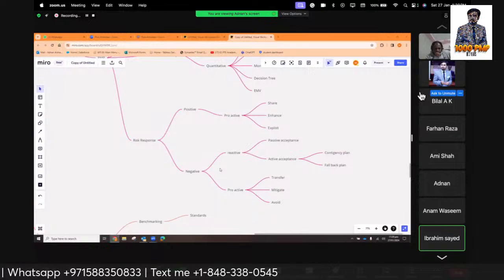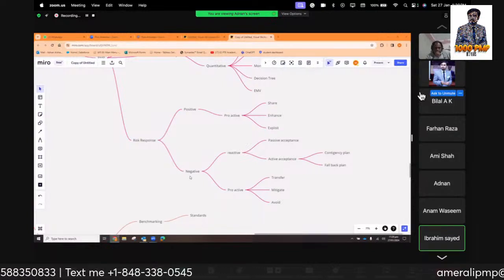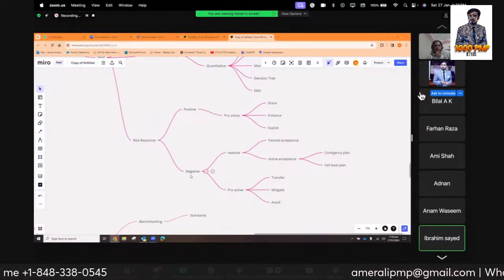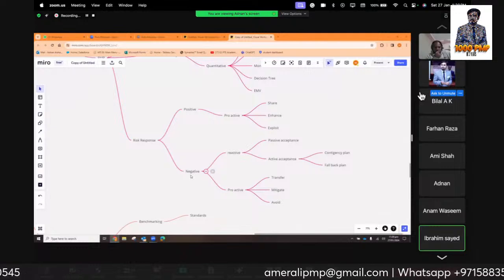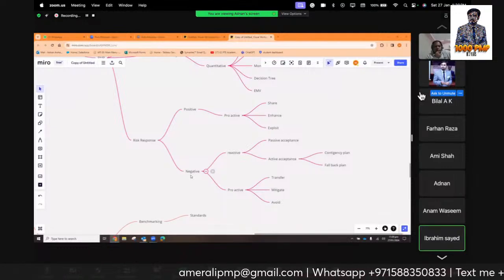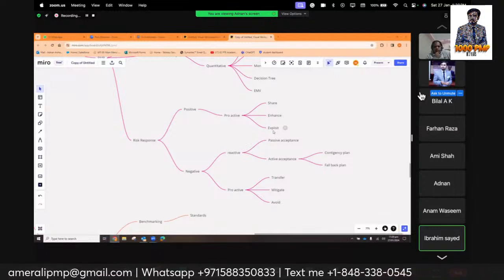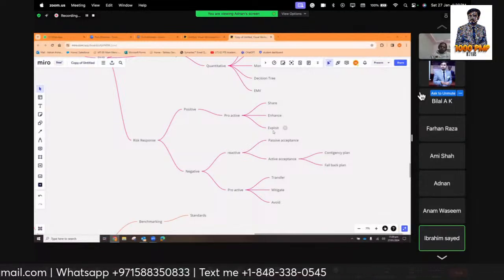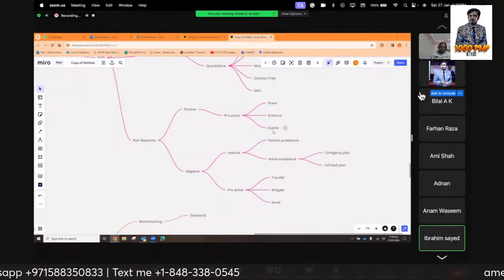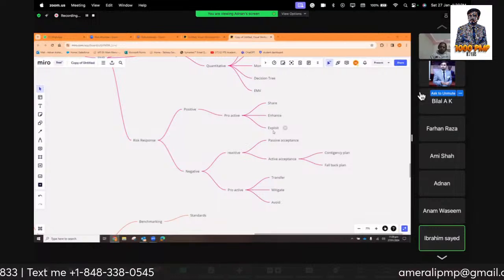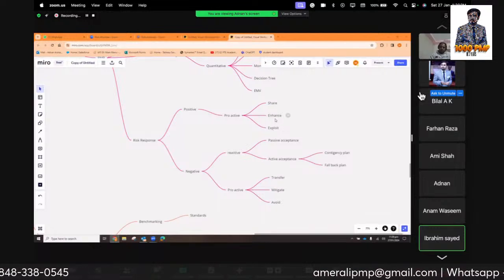In proactive strategies, we have two: first is for positive, and the second is for negative. For positive, we exploit the things. That means we increase the probability and impact, both. After exploiting, we also enhance, and after that we share the things.